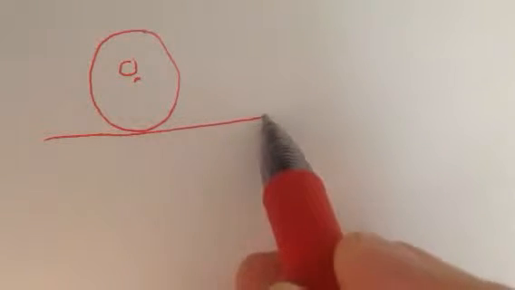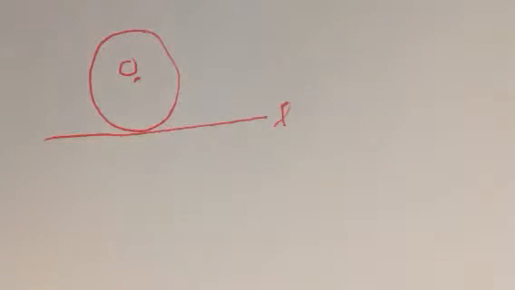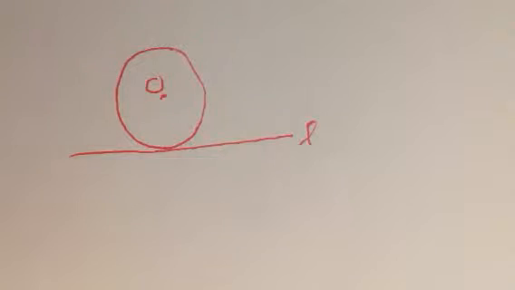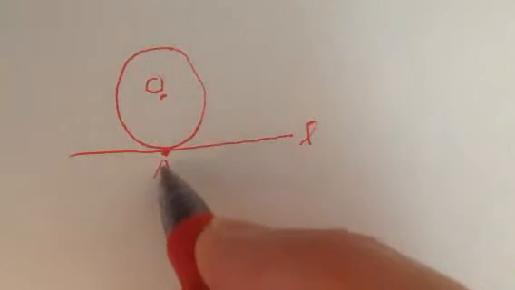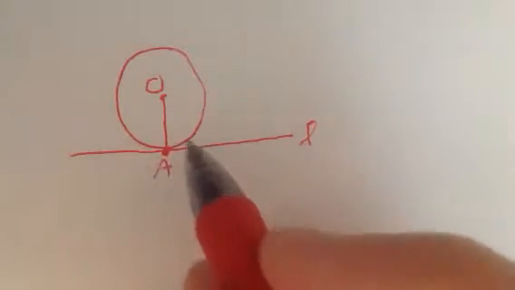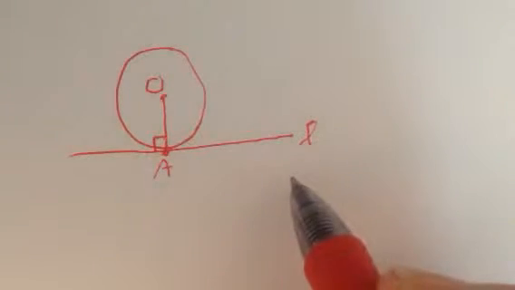So let's assume then that we have a circle, with center O. And we have a tangent to the circle, call it line L. Let's say that the circle meets the line in point of tangency A. So that makes OA a radius. And as we know, OA then would be perpendicular to line L.